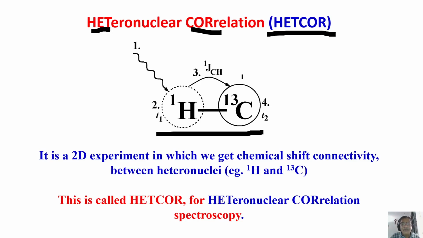Only drawback is it gives correlation to protons attached to carbons. If there are quaternary carbons, non-protonated, you will not be able to see them in this experiment at all. You will see only carbon peaks which are attached to protons. This is called heteronuclear correlation or HETCOR.